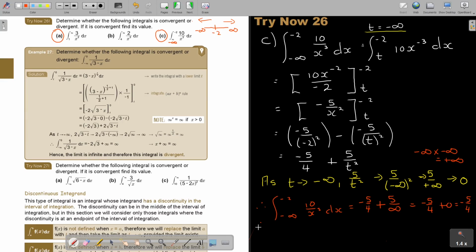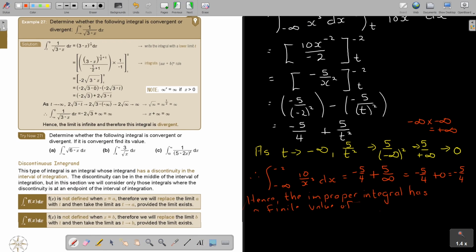So I'm ending up by saying, hence, the improper integral has a finite value of negative 5 over 4, and is therefore, and here comes the word, convergent. Okay, that's how you do it.